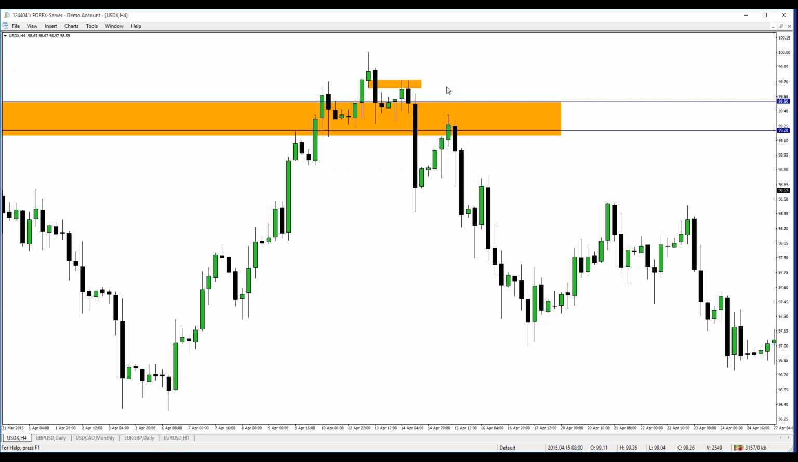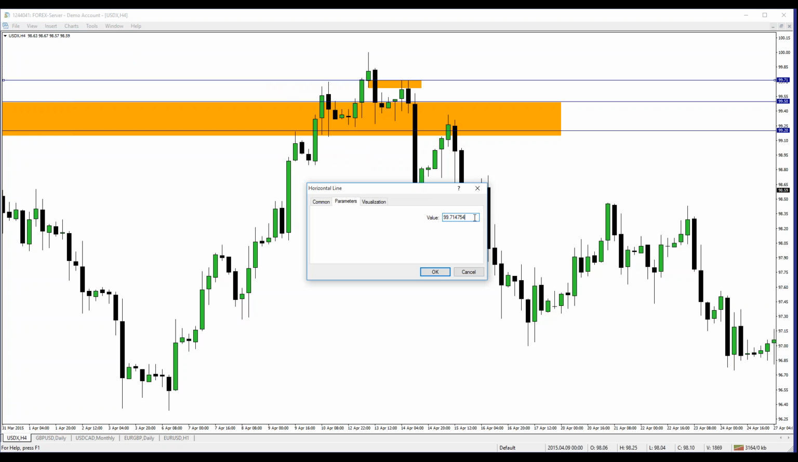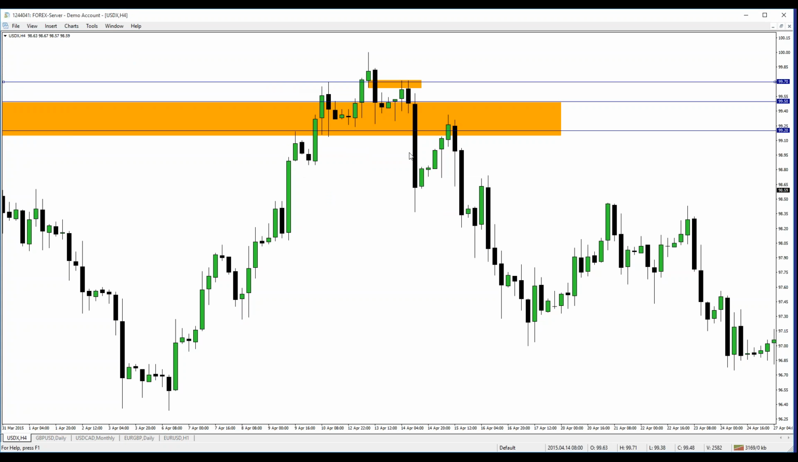So anyway, looking at that, let's leave those levels there. I don't want to do that because we're going to refine it even more. So we have price trading in at 99.70, and it takes you right in here. Now the high on these come in at 99.71.